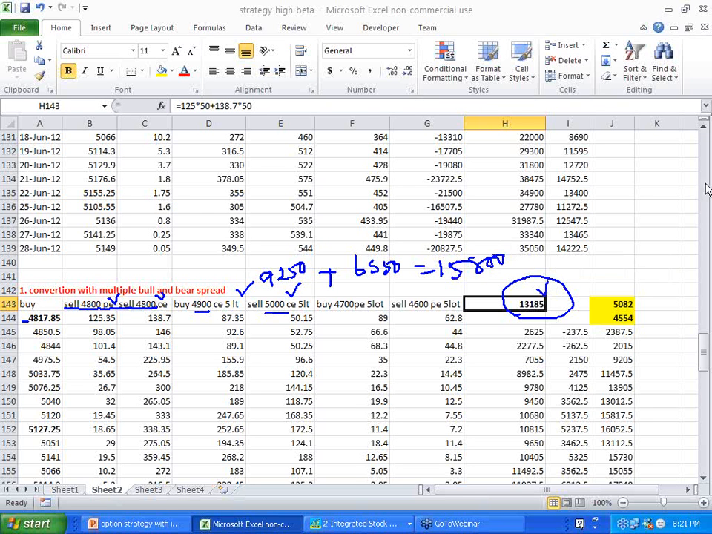I received 13,000. So net I have not paid much time value to the market. Whether the audio connections is okay for all of you also. So by this process, what happened? We have invested 15,800. We have got 13,000. So in the premium front, we have not paid much to the market.